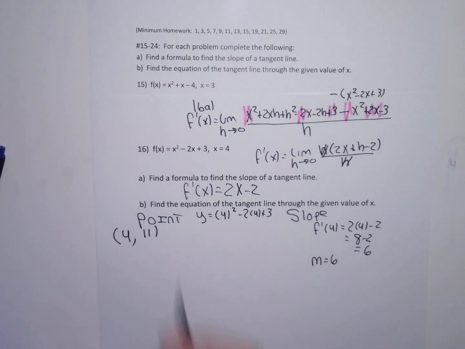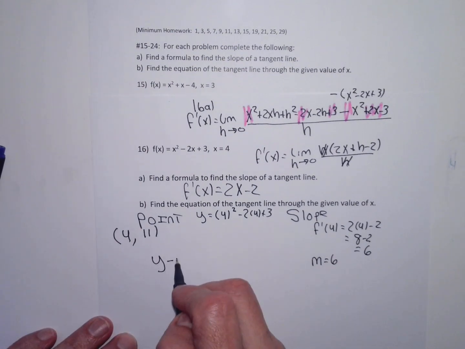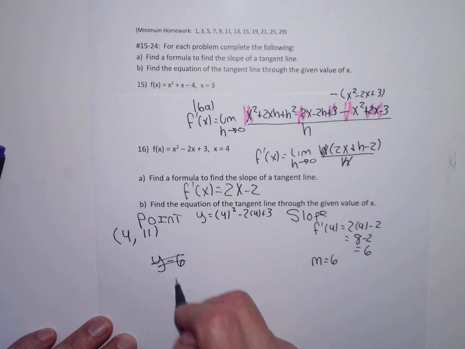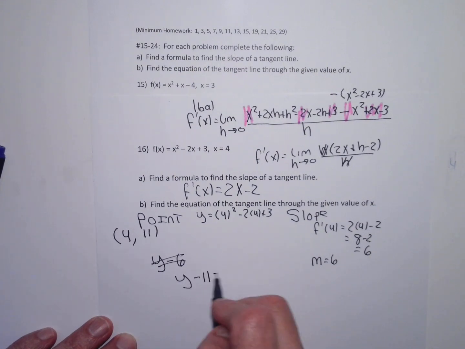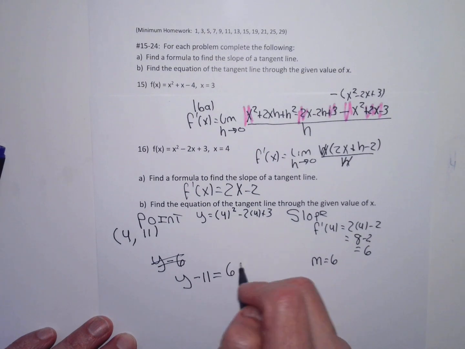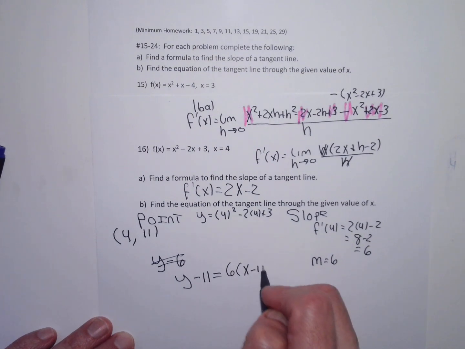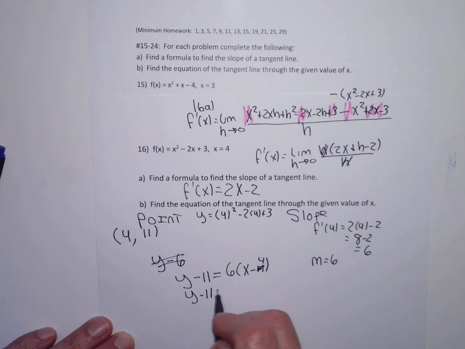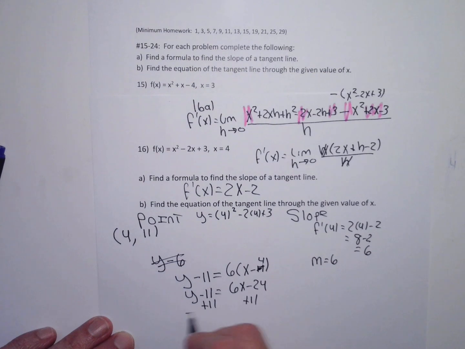To find the equation of my line, I'm going to go y minus the y-coordinate of the point, which is y minus 11, equals the slope, which is 6, times x minus the x-coordinate of the point, which is 4. This is going to give me y minus 11 equals 6 times x and 6 times minus 4. So y minus 11 equals 6x minus 24. Add 11, and get y equals 6x minus 13. That's my answer to part B.